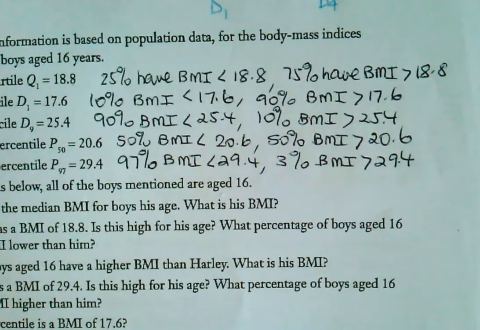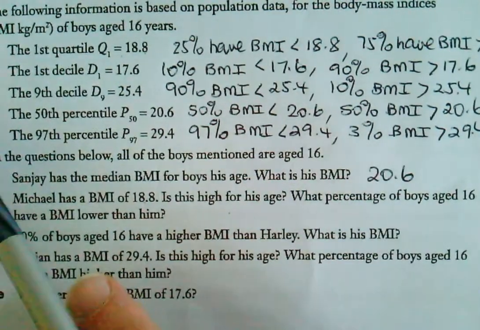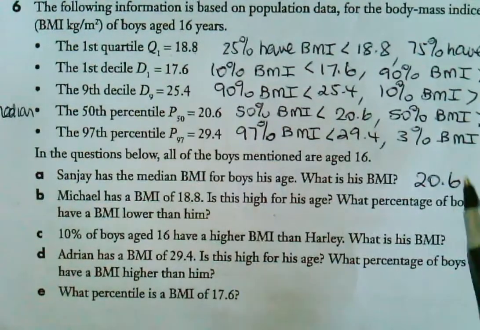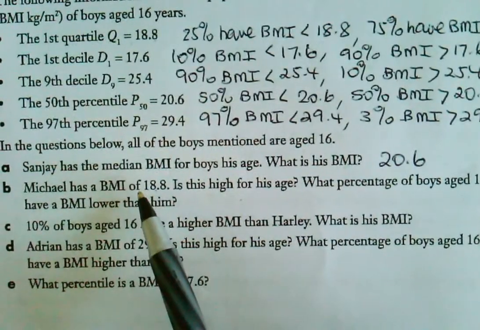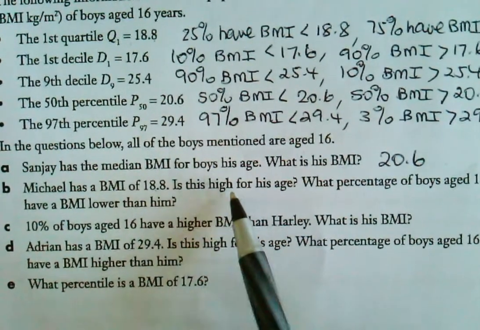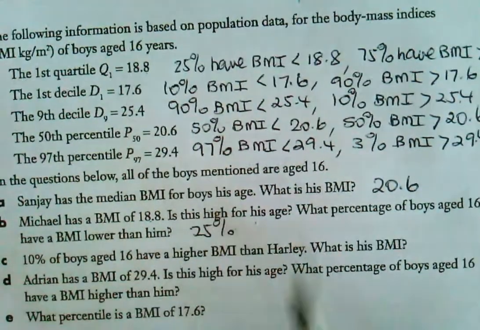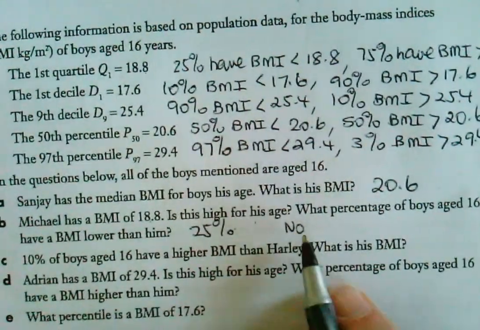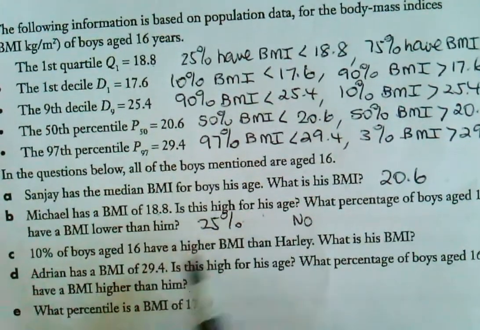Now, I want you to answer the questions. Median BMI for boys his age, what is it? Well, the median's the 50th percentile. His BMI is 20.6. Michael has a BMI of 18.8. Is this high or low for his age? It's not high for his age. The answer is no. The percentage of boys aged 16 that have a lower BMI is 25%.